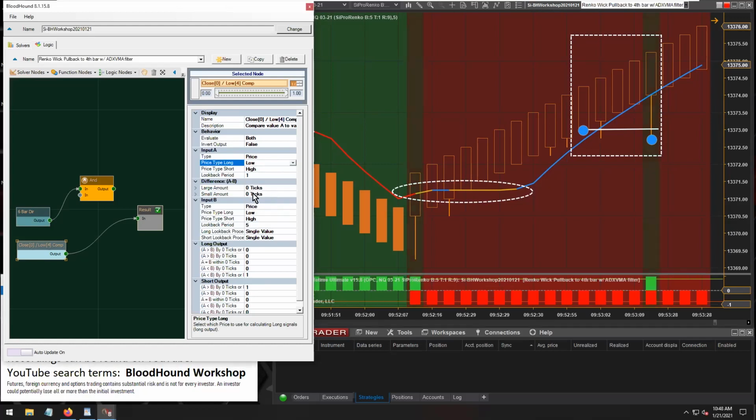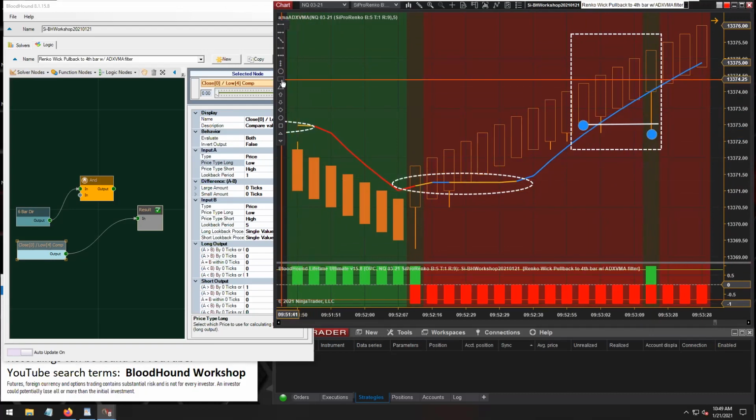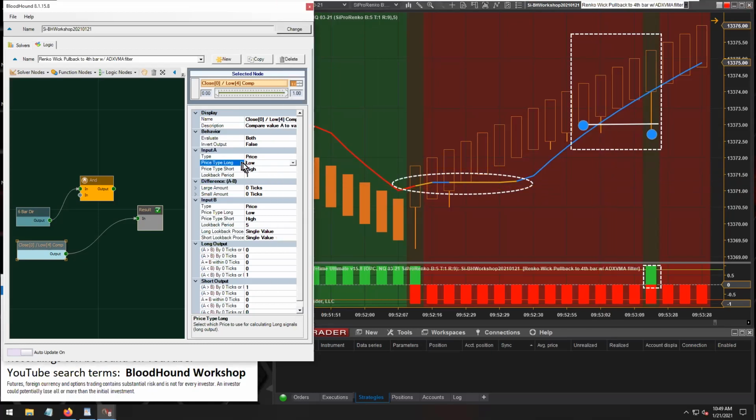There we go. So now we can see that on this bar here, there is a long output. We have this long output right there, and that's what we're looking for. So using the low price allows us to actually see the signals historically. If we used the closing price, we would only see the signals in real time. So using the low price gives us kind of the best of both worlds.